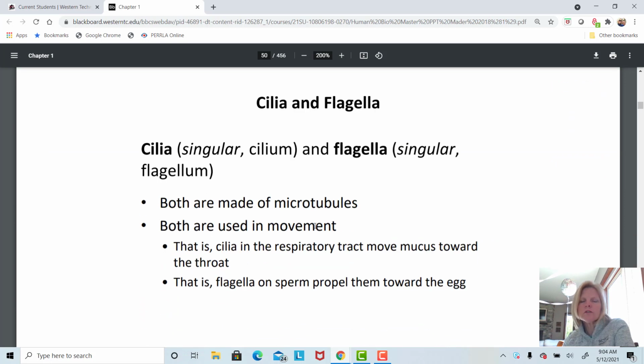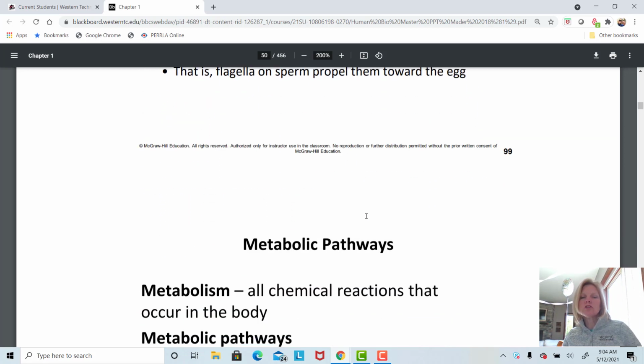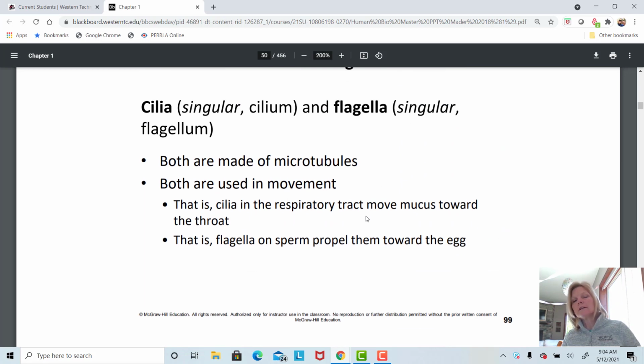So we have other structures that extend from the surface of the membrane, the cell membrane. Cilia are short, numerous little structures. Their job is to move mucus, like in the respiratory tract. And the flagella is a single whip-like structure, and its job is to move the cell itself. So the only cell in the human body that has a flagellum is the sperm, and its job is to carry that sperm up to find the egg, which is released from the ovary once a month in the female, and it hangs out in the fallopian tube until the sperm swims its way up and locates it.